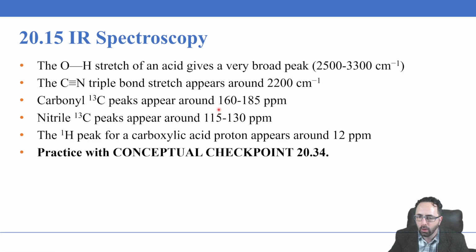Carbon-13 NMR peaks for carbonyls are going to be very downshifted at about 160 to 185 because of the nature of that polar bond, the deshielding that occurs for these carbonyls. The nitriles are going to be at an intermediate downfield position at 115 to 130. The proton for the carboxylic acid appears very downfield at around 12 ppm. And so that's just a quick review of the IR of these.